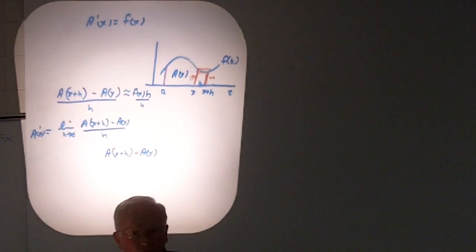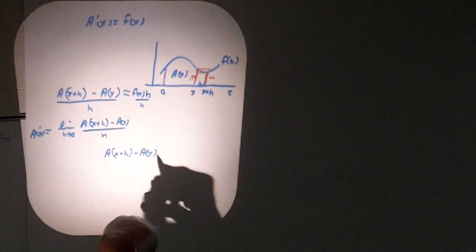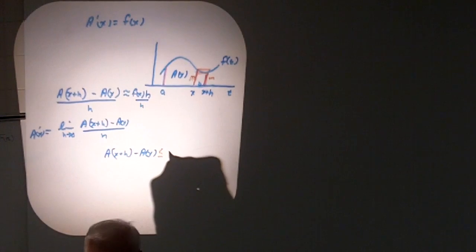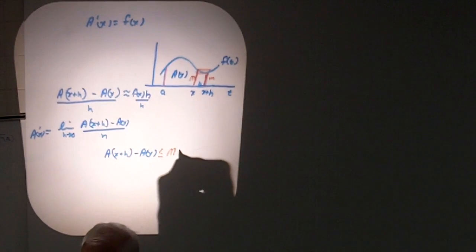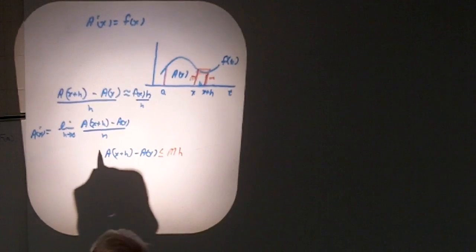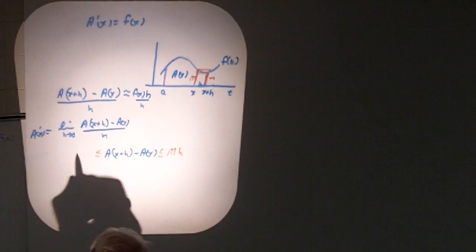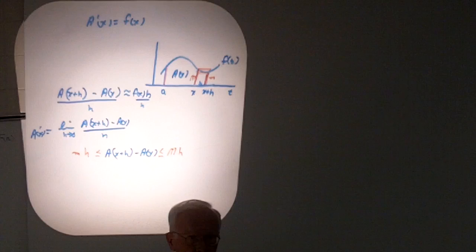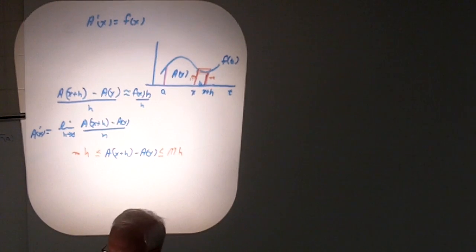Okay? That's why I drew it that way. So this area right here is going to be less than or equal to that big M times h, and on this side it's going to be greater than or equal to the least part, which is a little m times h. Are you with me? Okay, now the thing goes really fast.